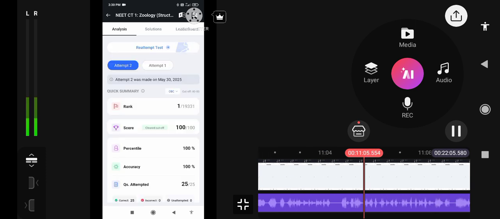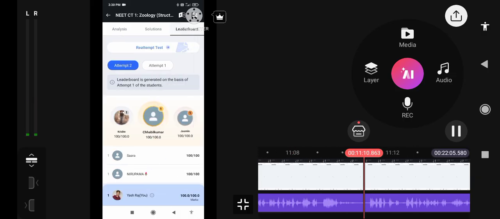So here is my analysis solution leaderboard. I scored rank 1 out of 19,331. That means I scored 100 out of 100.